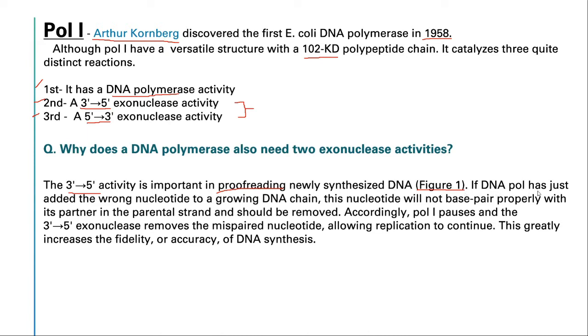If DNA Pol 1 has just added the wrong nucleotide to a growing DNA chain, this nucleotide will not base pair properly with its partner in the parental strand and should be removed. We know the base pairing rule, that G always binds with C and A always binds with T, with the help of hydrogen bonds. So Pol1 pauses, and the 3' to 5' exonuclease removes the mispaired nucleotide, allowing replication to continue. This greatly increases the fidelity, or accuracy, of DNA synthesis.